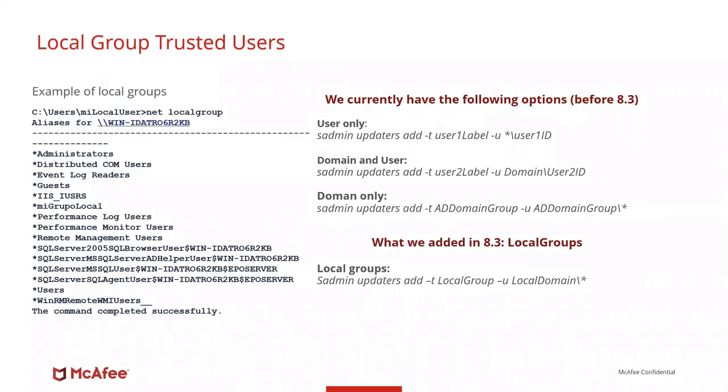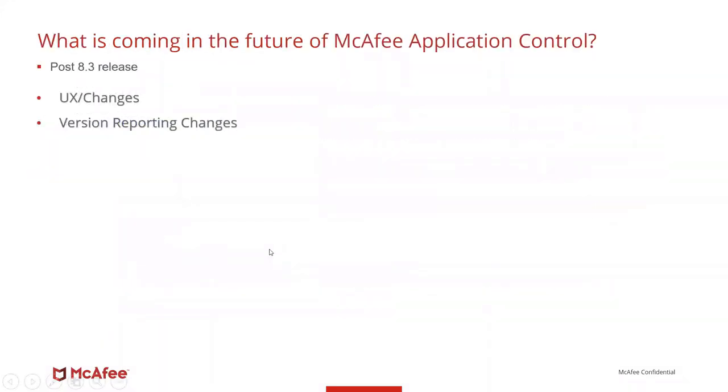So now we are adding the function to add local groups as trusted users, so you can use your local admins for that machine. What's coming in the future of app control will be a lot of UX changes and version reporting.